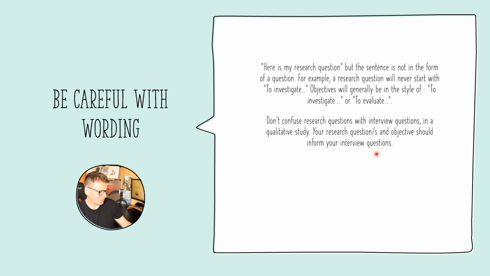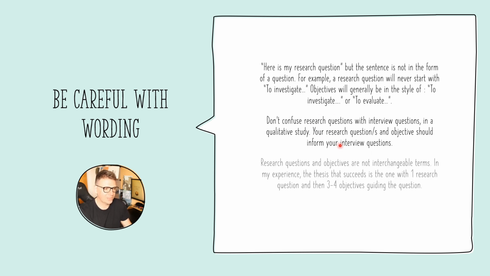Now, we can have a discussion here about how many research questions you should have. One is, in my opinion, perfectly fine. One research question and then maybe 3 or 4 objectives guiding the question. And in all the theses I've corrected over the last 10 years, the ones that always make it through without any hassle or issue just have one research question and then 3 or 4 objectives guiding the question.